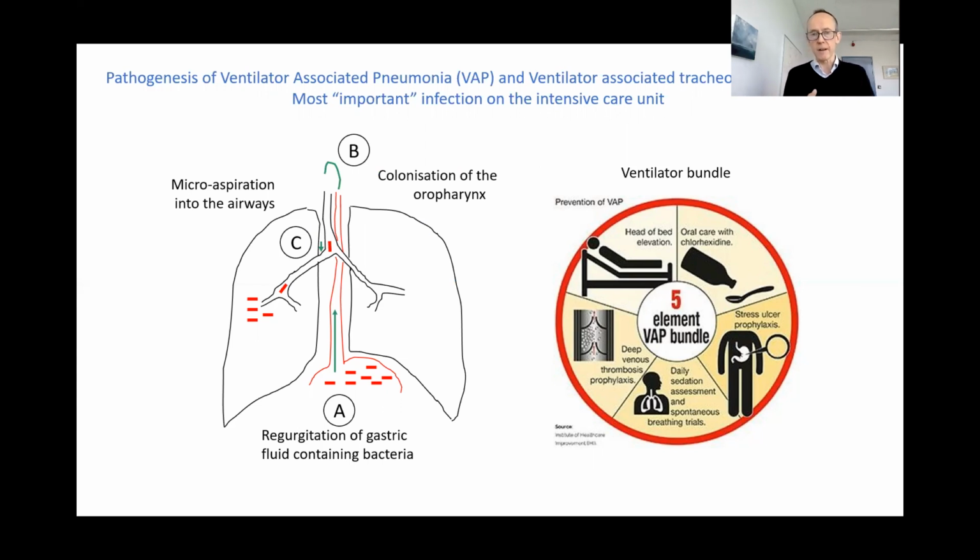And that's what causes pneumonia. For the last 20 years, there's been a concerted effort to prevent these infections on the intensive care unit. And they have what they call VAP bundles, ventilator bundles, where they elevate the head of the bed, put some chlorhexidine in the back of the throat to kill the bugs if they get there, decrease the acid content in the stomach with stress ulcer prophylaxis, and then try not to too heavily sedate the patient and prevent deep vein thrombosis.